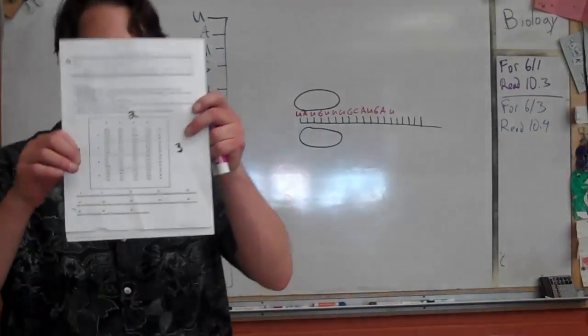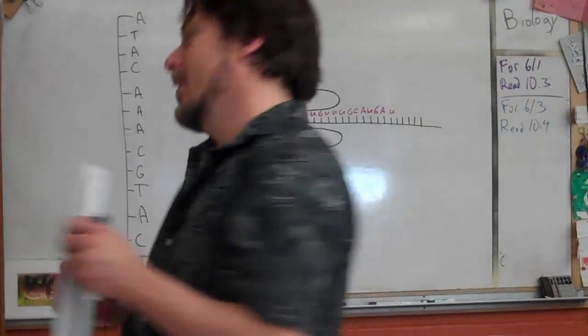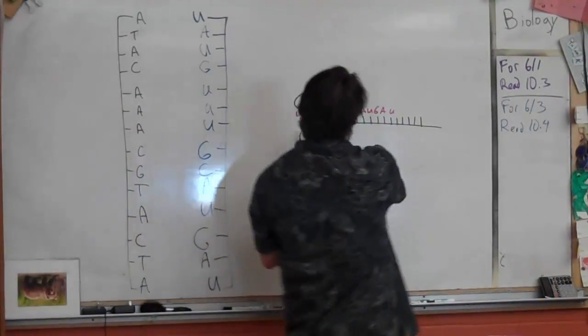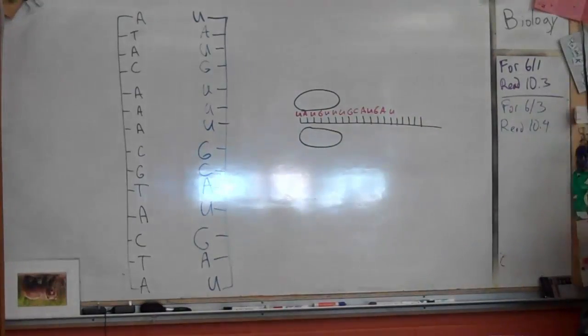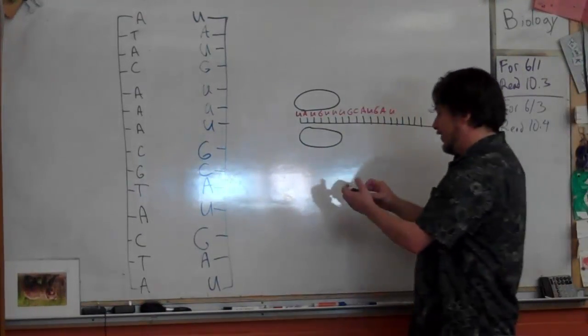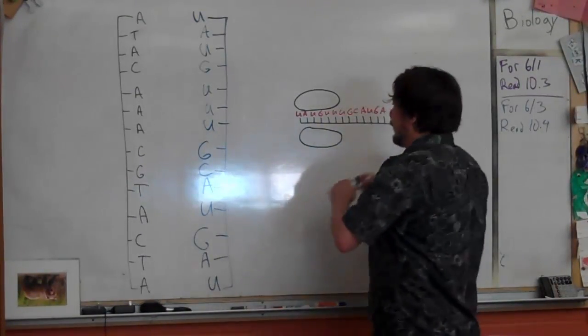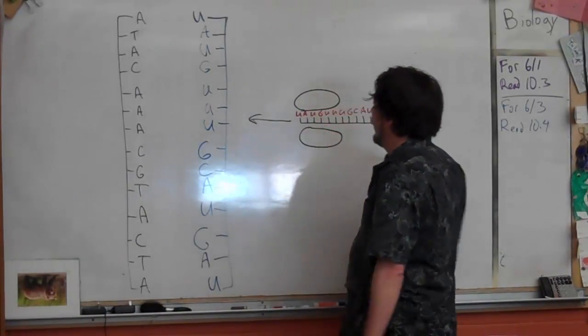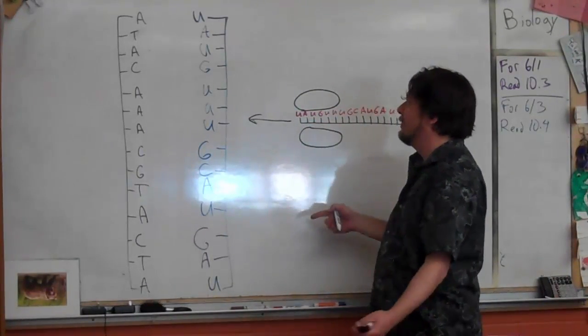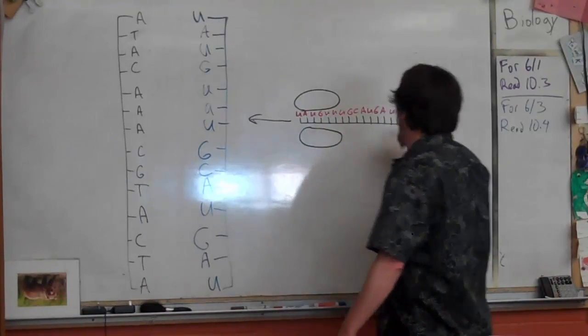Okay, we're back, kids, and now we have our translation sheet, and we're going to use it to translate this RNA message into amino acids. And what happens is, as the RNA gets fed through in this direction, it gets read 3 letters at a time. Every 3 letters is called a codon.